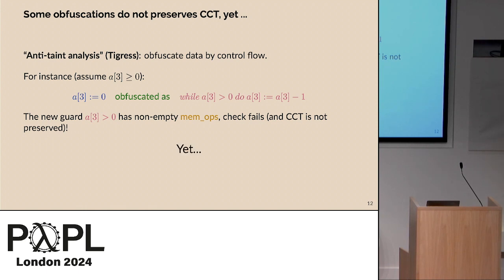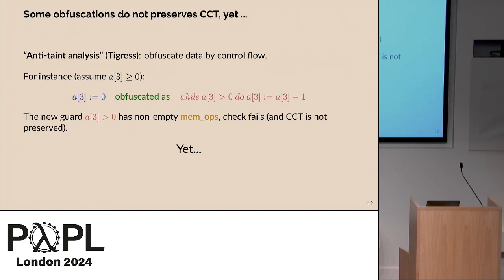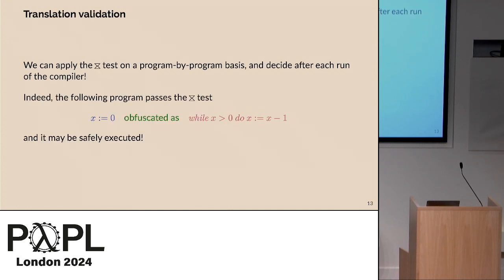However, what one can observe is that sometimes for the same obfuscation, we get secure programs. So we can go on a program-by-program basis, and for those of you who know me, I love this translation validation stuff. So instead of doing that once and for all on every possible program, we do that program by program. For instance, this is an example where the same transformation as before is secure because it never operates on memory, so this is trivially secure and no problem.